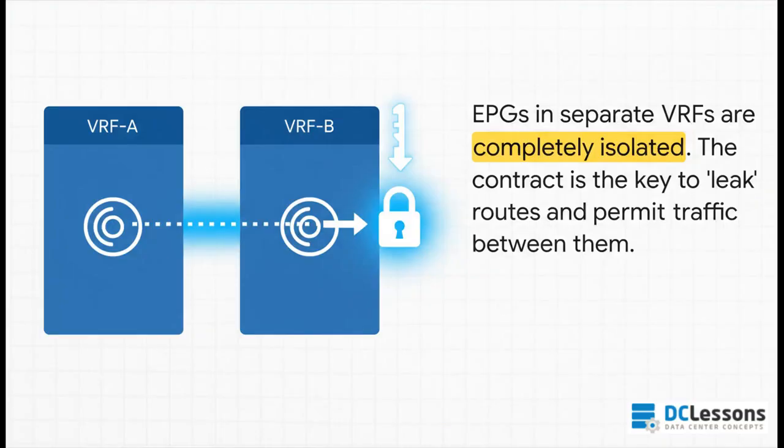So, here's the challenge. By design, a VRF is basically its own little universe. It's like having a completely separate router with its own private routing table. EPGs in different VRFs, they might as well be on different planets. So, to bridge that gap, we have to do what's called route leaking. We need to carefully copy specific routes from one VRF's routing table into the other. And what's the tool that lets us do this? You guessed it, it's the contract.